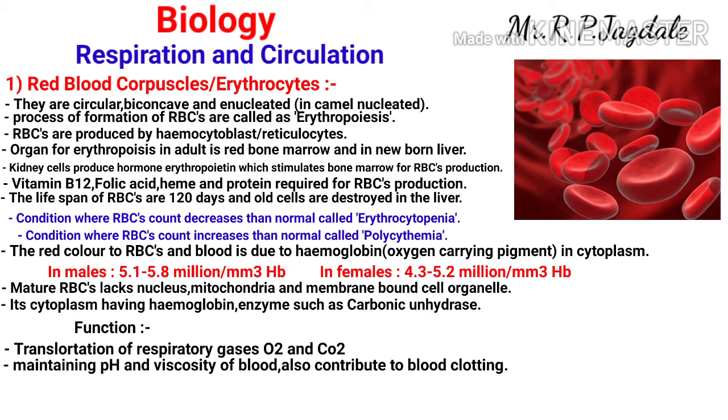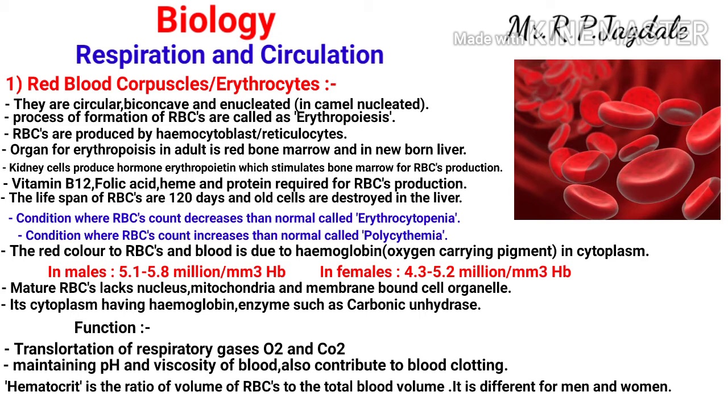A condition is called hematocrit. Hematocrit is the ratio of volume of RBCs to the total volume of the blood. Remember that the ratio of volume of RBCs to the total volume of the blood is called hematocrit. And it is different for men and women. That means the ratio of volume of RBC to the total blood is different in men and women. So this is about the red blood cells or erythrocytes.